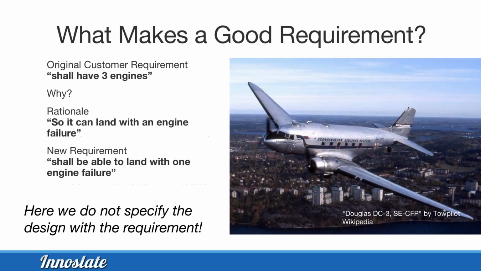So if you go through and look at what makes a good requirement, oftentimes the customer, again, in that first example, was over-specified. They say, well, give me a 3-engine plane. Well, that's not what they really need. What they really need is the ability to land with one engine, so you land with an engine failure. So what's sufficient? What's low enough risk that lets you do that? That's a better way to specify it. Again, you're trying not to specify the design with the requirement.